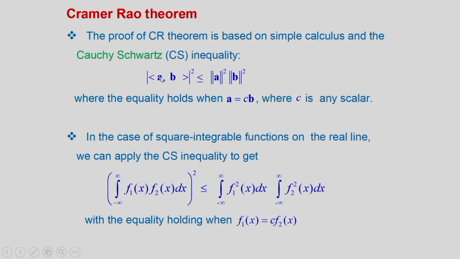Here the inner product is defined in terms of this integration, and the norm is defined by this integration. That way, this is the result we get, and we will be using it for deriving the CRLB. Also, in the case of two functions, this quantity will be equal to the product only when one function is a scalar multiple of the other function.